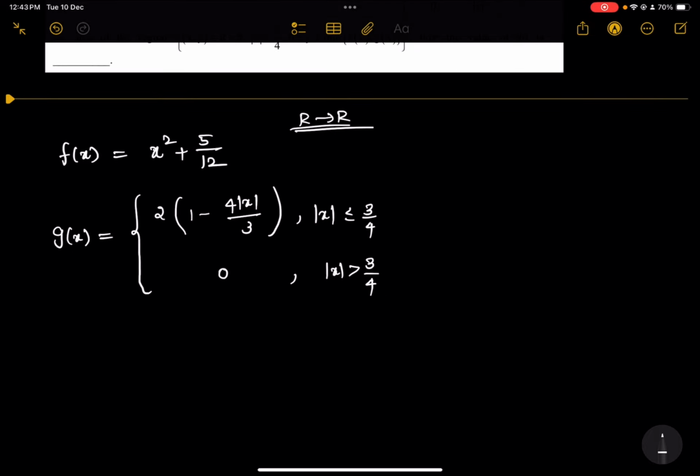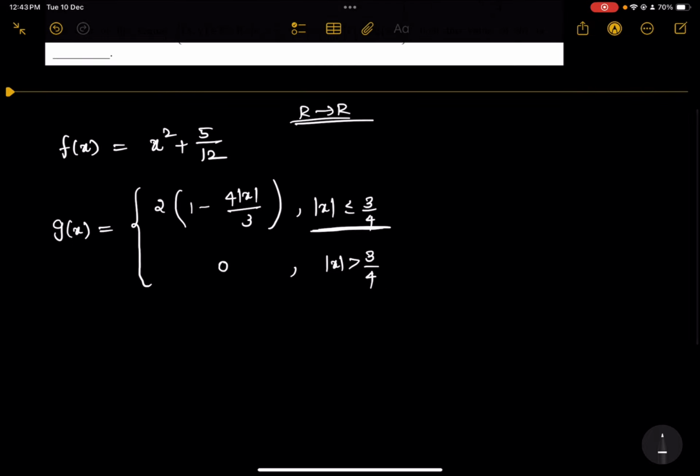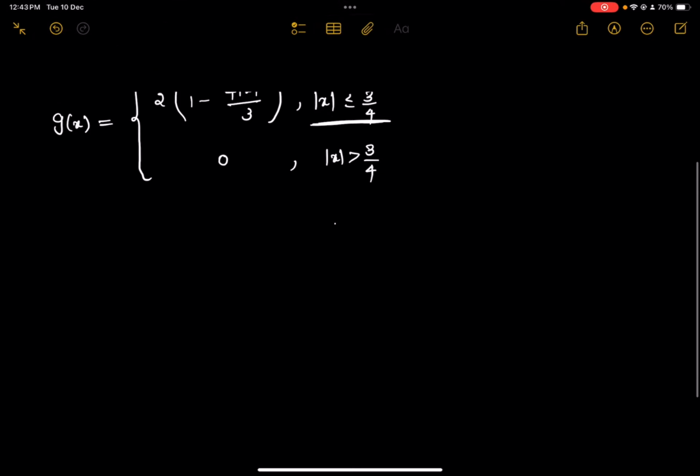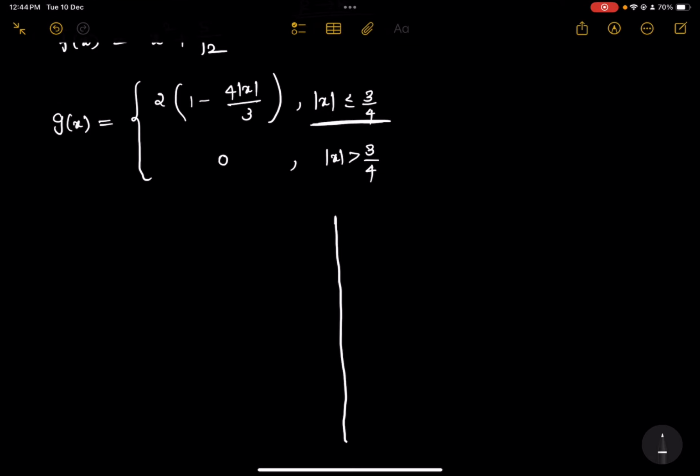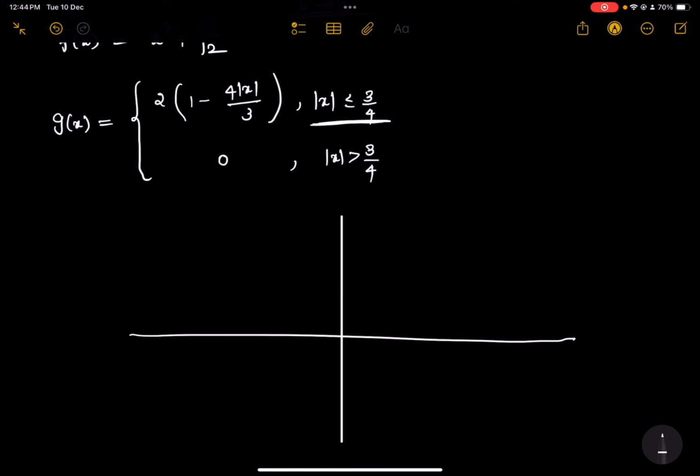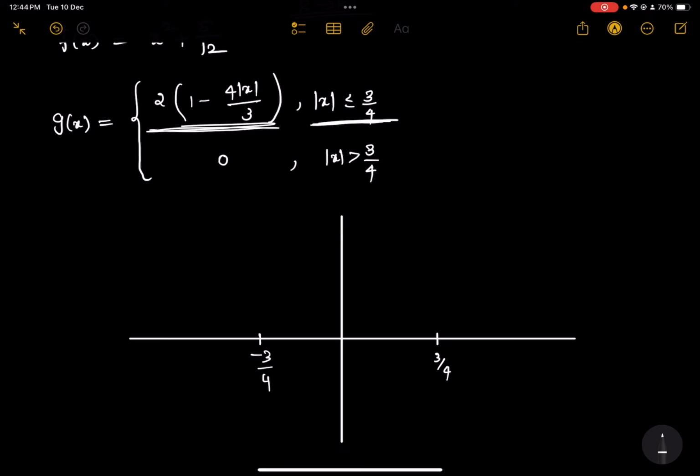So let us look at g of x. For mod x less than 3 by 4, let us plot the graph also. Mod x less than 3 by 4 means between minus 3 by 4 and 3 by 4, g of x takes this function. And for mod x greater than 3 by 4, that means on the right hand side of 3 by 4 and on the left hand side of minus 3 by 4, the value of the function is 0. So this part is 0 and this part is 0.